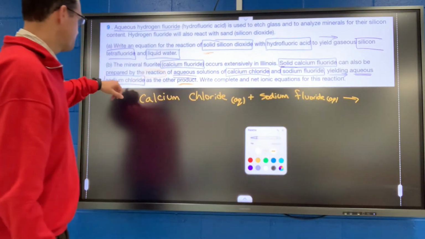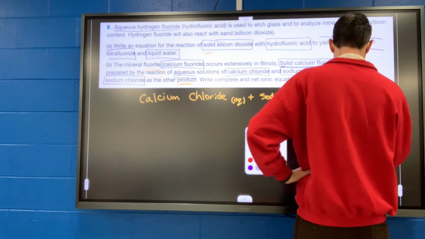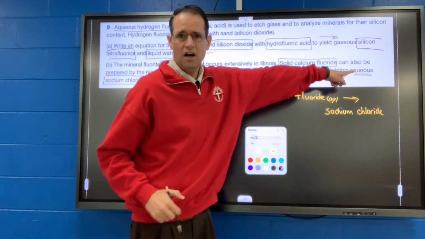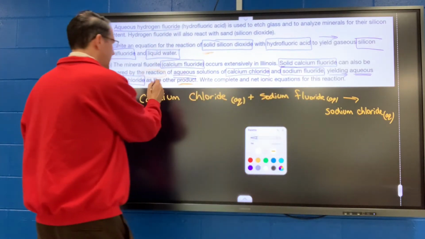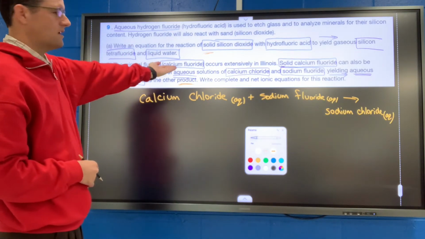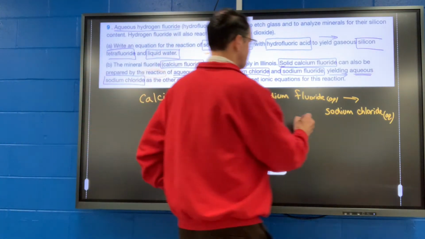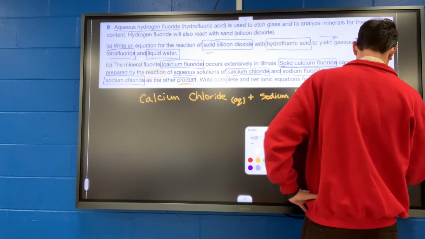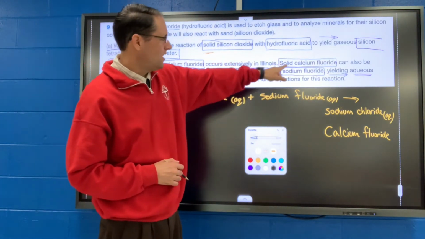And that's going to form sodium chloride, which is aqueous, it says right here in the problem. As well as the other product, okay? The other product is this thing they're talking about that occurs in Illinois, the mineral fluorite, which is calcium fluoride. The calcium fluoride is solid. It says right here in the word problem, solid calcium fluoride, okay?